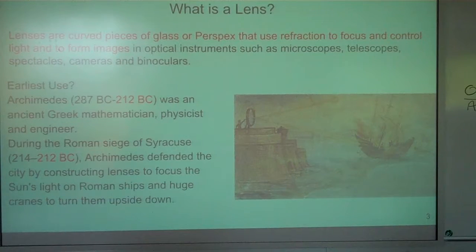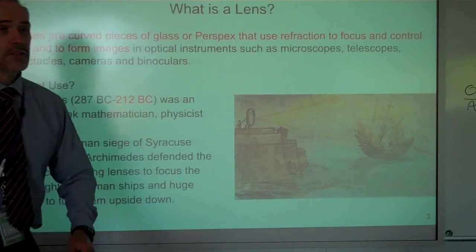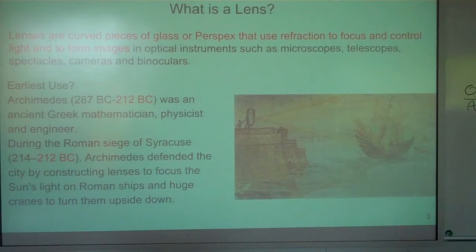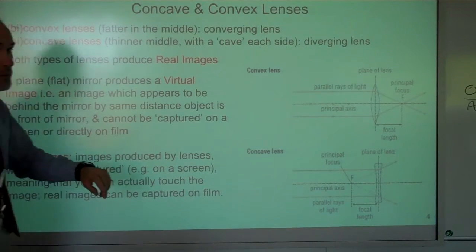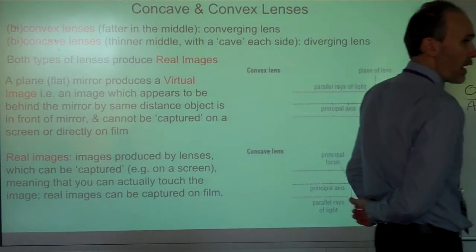But he also had lenses and mirrors. So there's stories about Archimedean death rays, where he'd concentrate sunlight and burn the ship's sails and start to burn the water, or burn the people who were on the ships as well. So, now, convex lenses or biconvex lenses, they are a converging lens. They're the fatter ones, the fatter in the middle. So make sure you're clear on that.